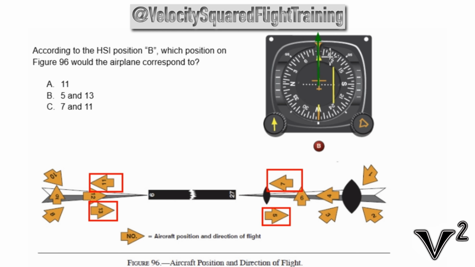Between 060 and 120, that's east. So that's 090 heading, right? So now we're on a 090 heading. Which of these airplanes are on a 090 heading down here? 13 and 5. Now you're going to want to select B in your test and move on because you just got the question right. It's literally that easy.